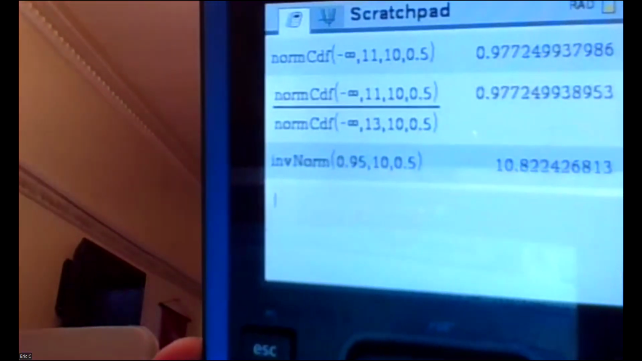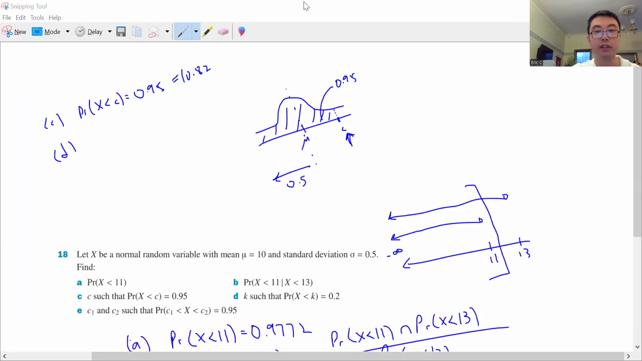Your mean is still going to be 10, and your standard deviation is going to be 0.5, and just go OK, and the answer is going to be 10.82. So that's the answer for part C, which is 10.82. And then for part D, I'll just share my screenshot again. So that's this one here. Okay, so we've got the answer for part C.